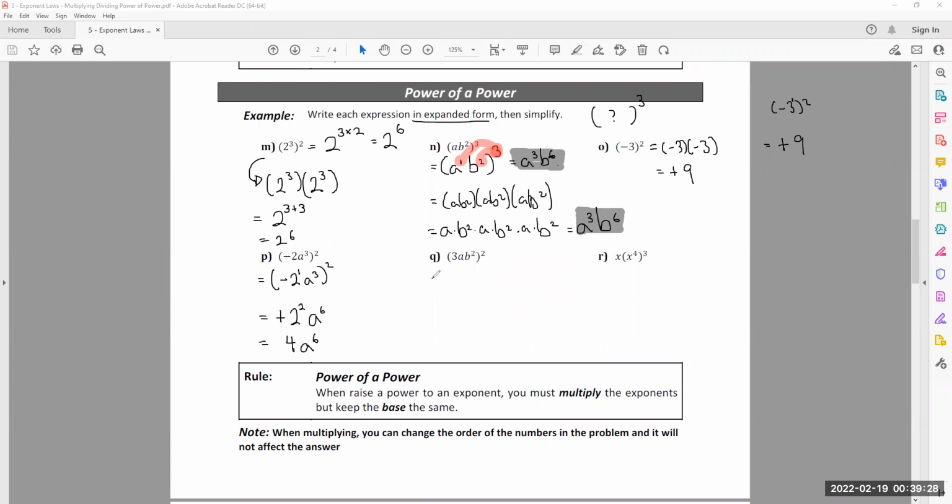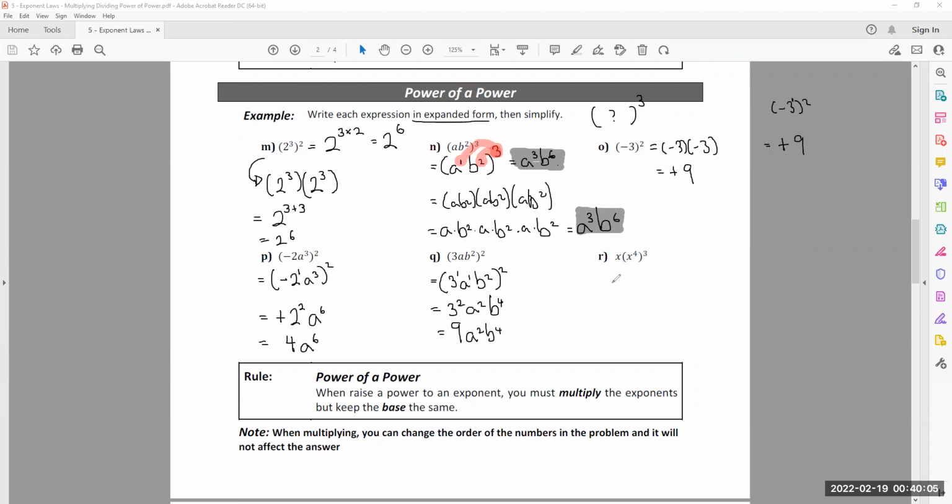We'll try another one. This is 3 to the power of 1, a to the power of 1, b to the power of 2, and all to the power of 2. Once again, that exponent applies to everything inside the bracket. So this 1 times 2, this is 3 to the power of 2. 1 times 2, it's a to the power of 2. 2 times 2, this is b to the power of 4. So simplified, 9a squared b to the power of 4. Not 6, by the way. 3 squared is 3 times 3. It's a 9.